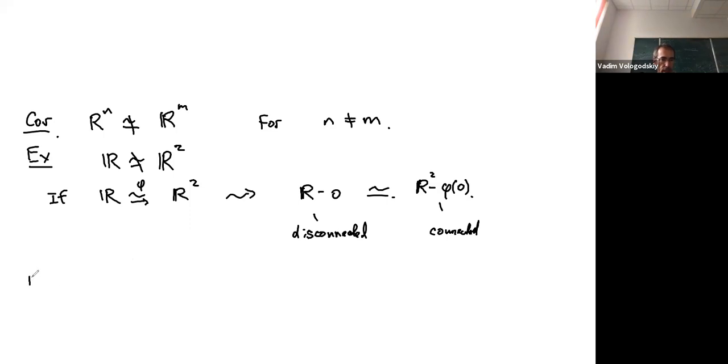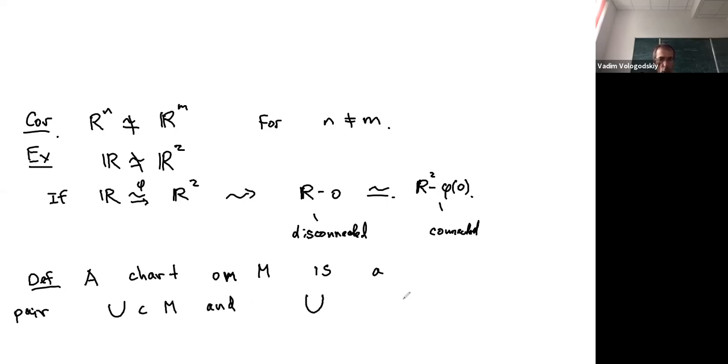So let's say that a chart on M is a pair consisting of an open subset U of M and a homeomorphism phi between U and an open subset phi of U in Rn. This is open. Okay, this is phi.